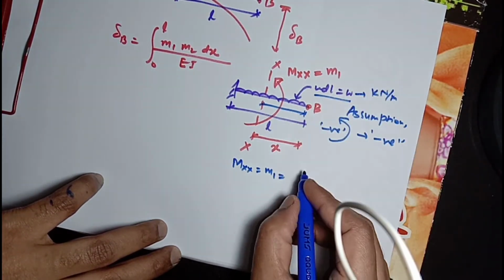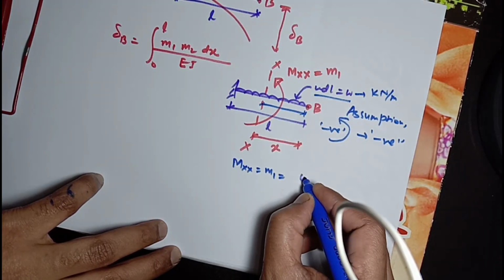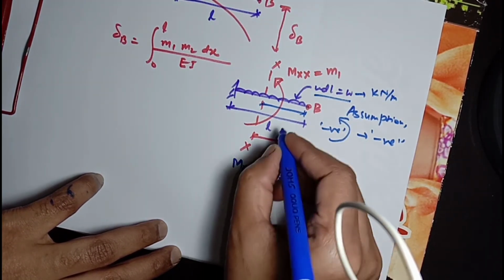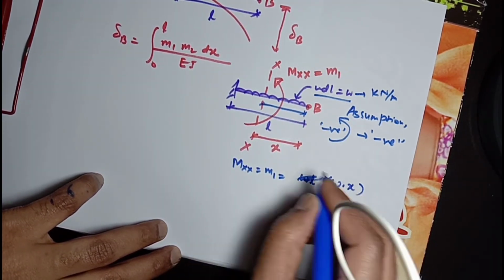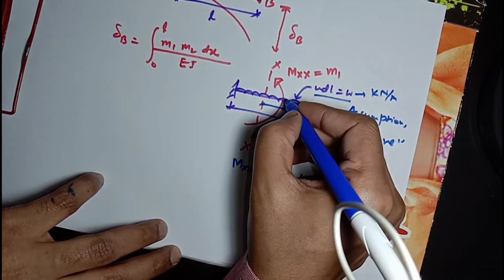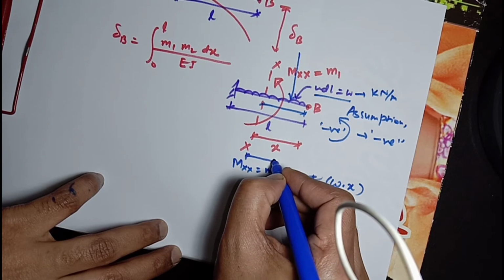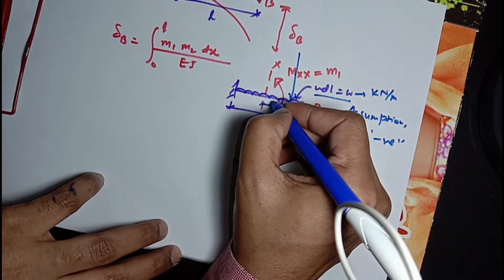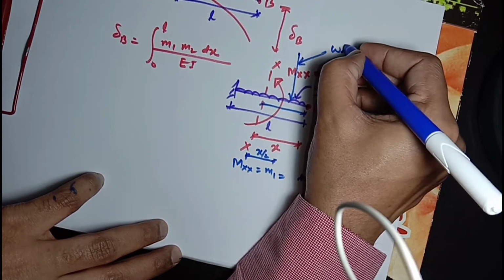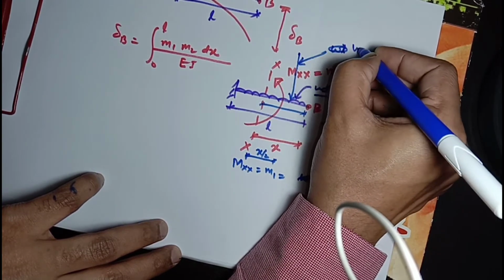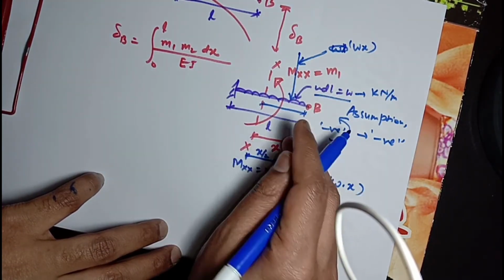This is the UDL, so load UDL multiplying with this length will give the total load WL. At section X, W into X will be the total load, and this load is acting at a distance of X by 2 from this section XX. This is the point load, I mean the total load, which is WX, acting at a distance of X by 2, half of this length.